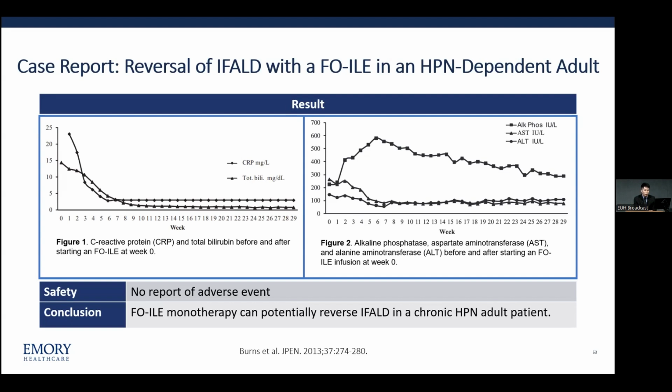As shown on the left chart, this is expected due to the anti-inflammatory effects of omega-3, which is in fish oil. Similarly, the reduction in ALT and AST was observed in the right graph. Although ALP initially increased, it ultimately decreased to a stable pretreatment value. No significant adverse events were recorded, and the case report suggests that FOILE can potentially reverse IFAL in adult patients on chronic PN.